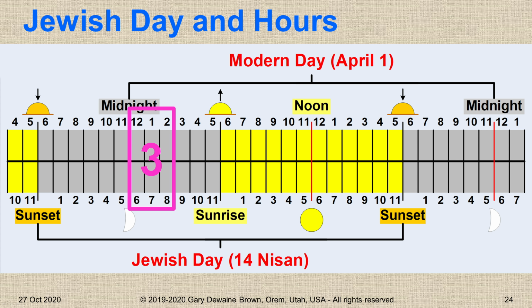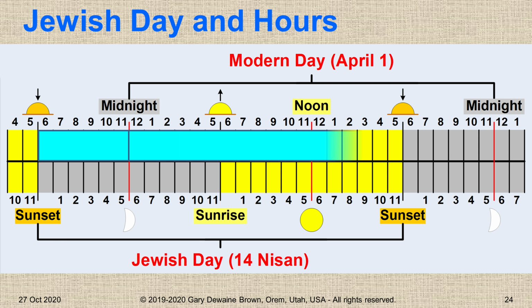The 6th through 8th hours and the 9th through 11th hours make up the 3rd and 4th watch, respectively. This start of the Jewish day at sunset has the effect of having the first 6 hours of a Jewish day at the end of our modern day, from 6 p.m. to midnight, and the remaining 18 hours of the Jewish day in the first 18 hours of the next modern day, from 12 a.m. midnight to 6 p.m. In other words, a Jewish day overlaps two modern days.